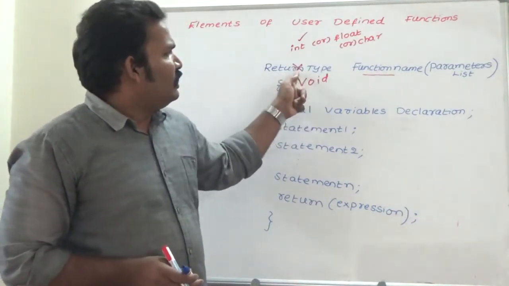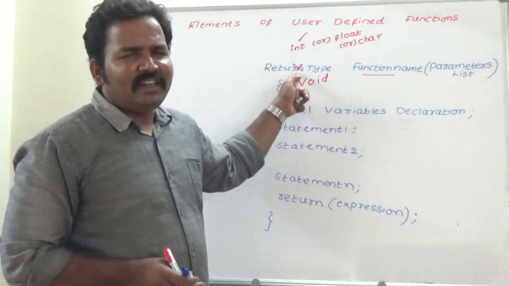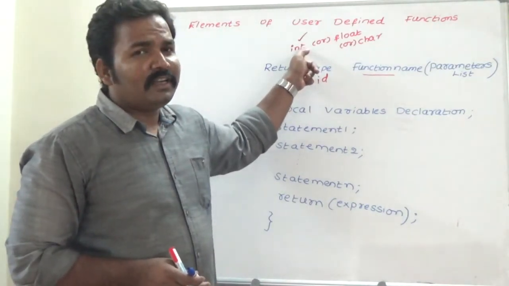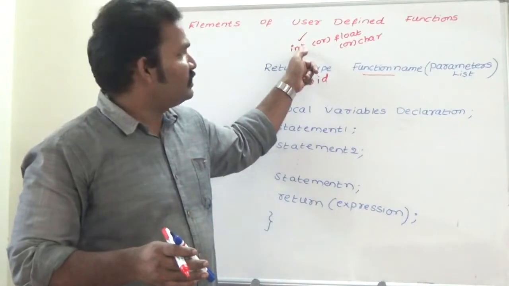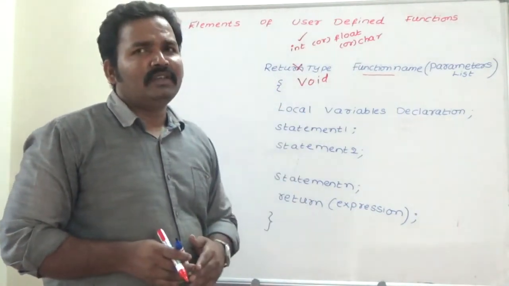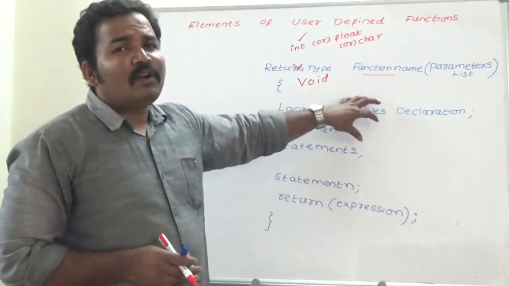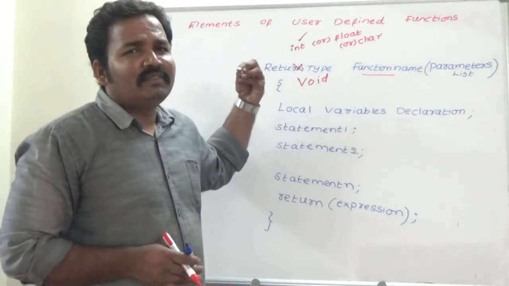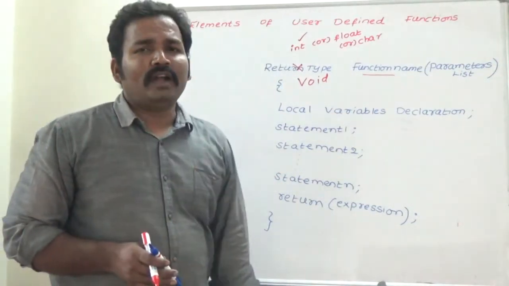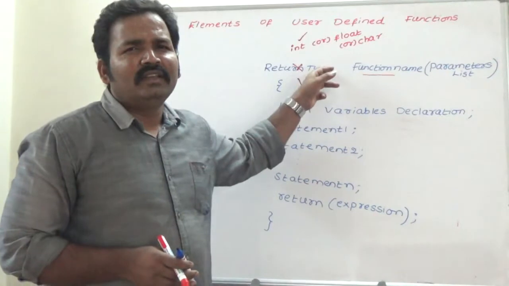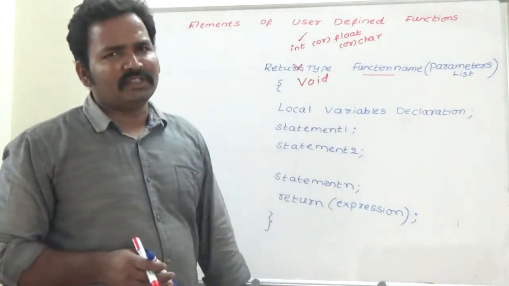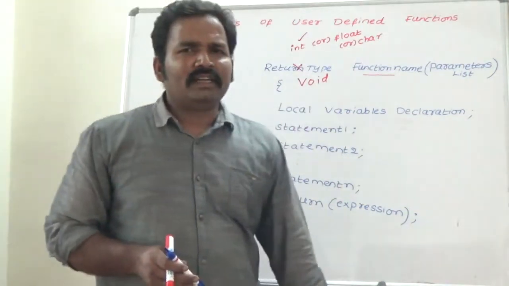Next step. If the return type is not specified here, it is considered as int. The default return type of function is int. Okay, the default return type of function is what? Int. Next step. If the function does not return value, then we have to take the return type as void. So void is the return type. It does not return value from called function to calling function. Okay, so that is about return type.